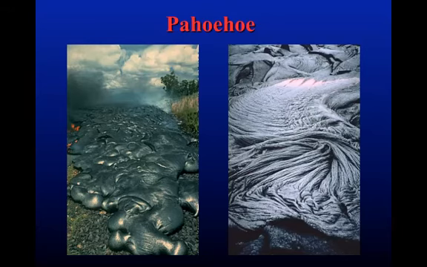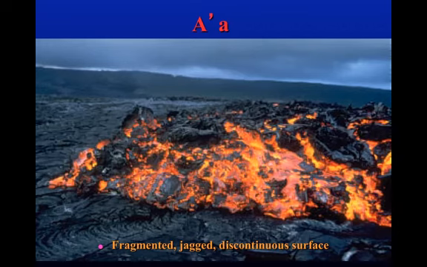So the percentage of phenocrysts in a lava, as well as how much gas, has a big effect on the viscosity. Compare that to a lava that has this jagged surface. That's because it has a higher viscosity than the pahoehoe, because of the amount of gas that's in the lava as well as phenocrysts.